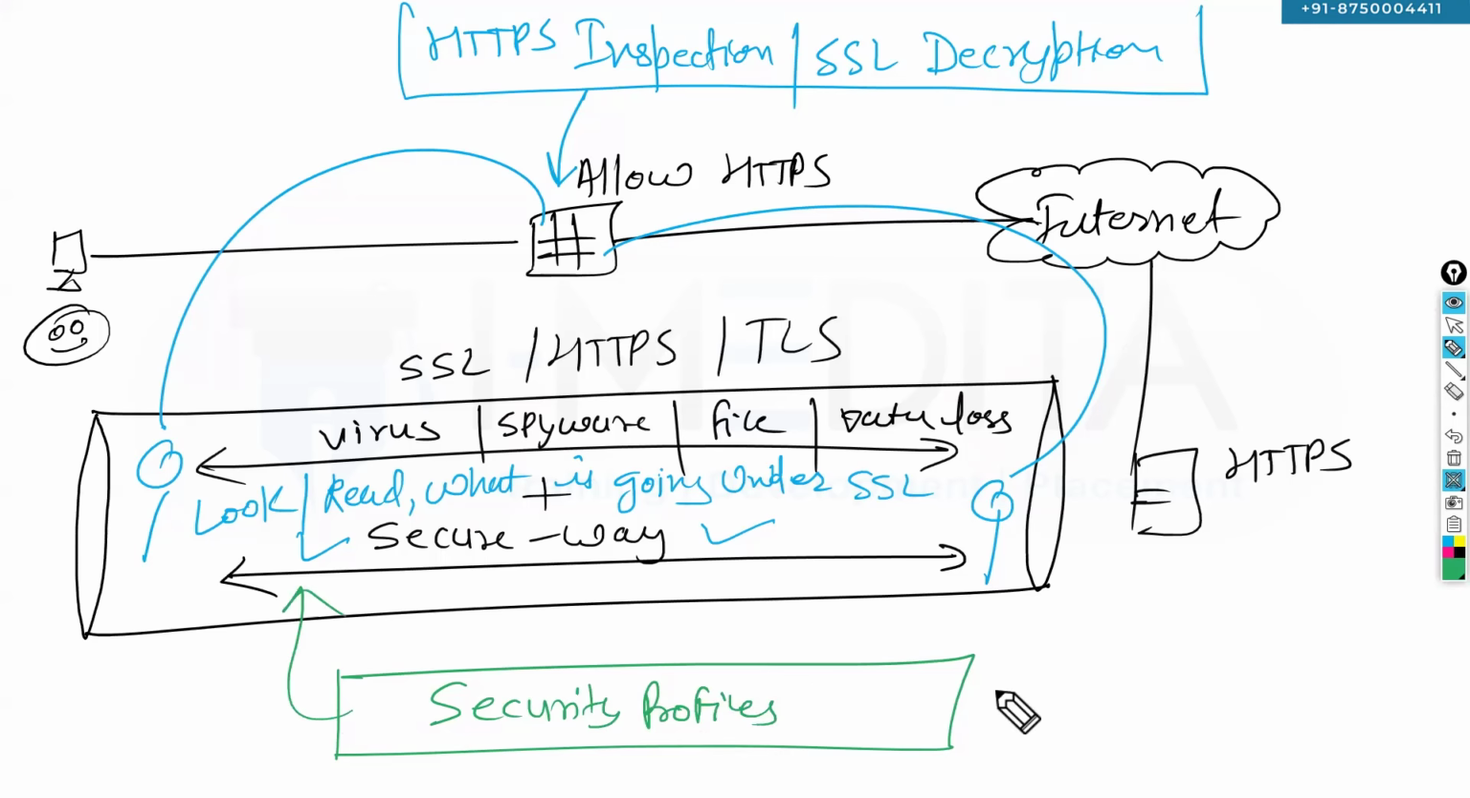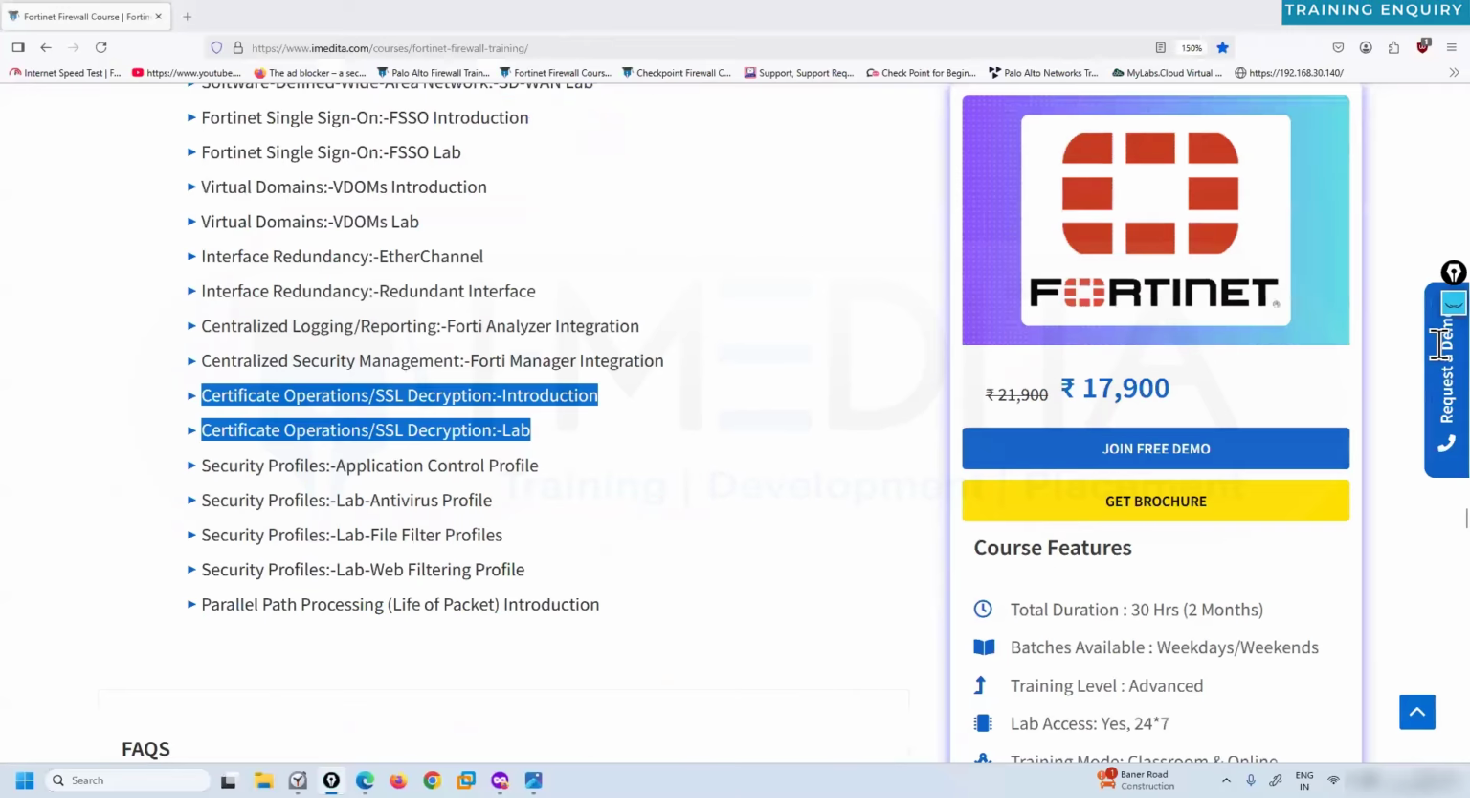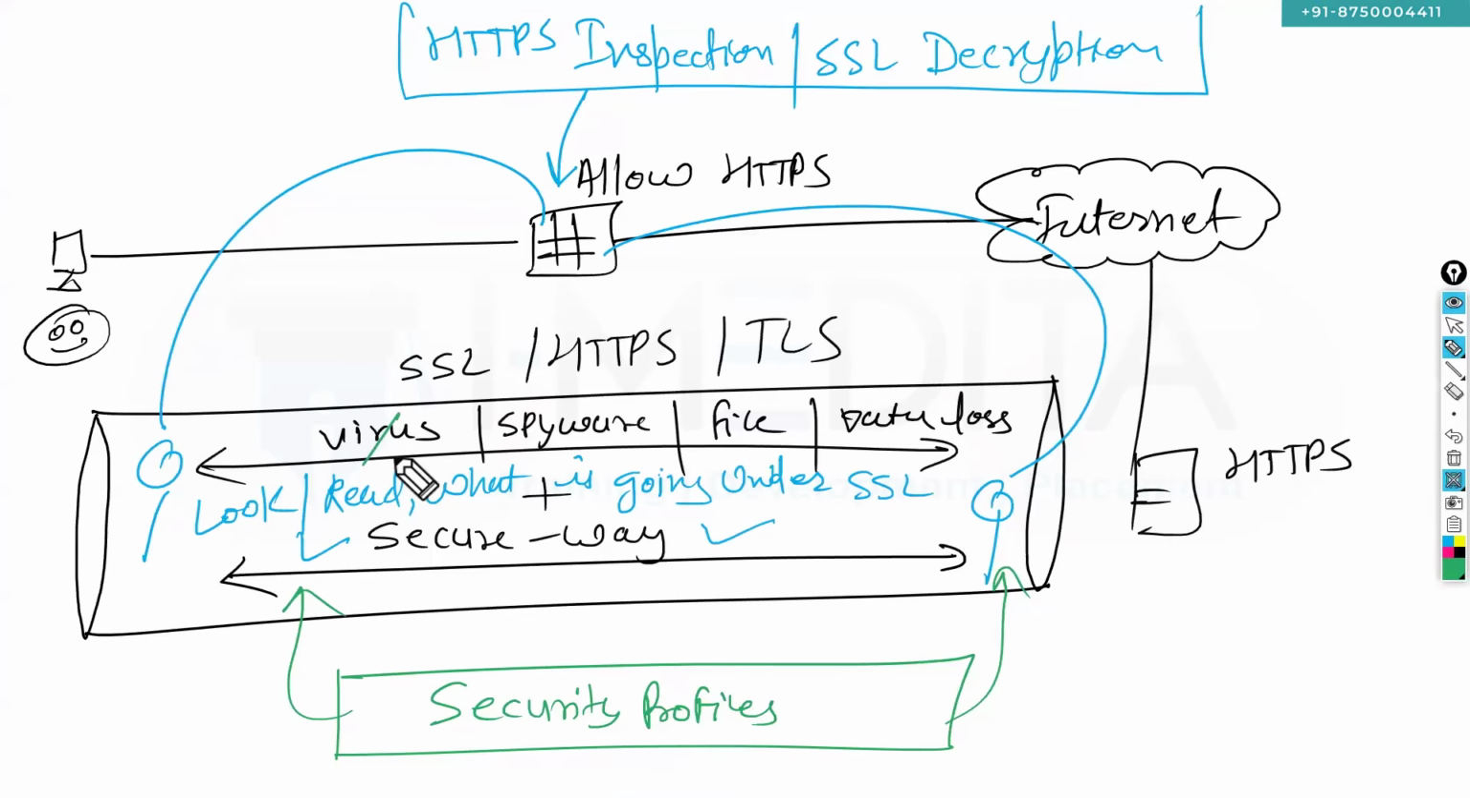So we need to enable security profiles, like antivirus, application control, file filter, web filter. With the help of security profiles, we can block virus, spyware, files, or we can also block data loss. But remember, with the help of HTTPS inspection, our firewall can only look or read what is going on under the SSL tunnel or SSL session. If we have enabled a security profile, we can also block virus, spyware, files, as well as data loss. So a security profile can work for SSL traffic as well if we have enabled HTTPS inspection or SSL decryption.